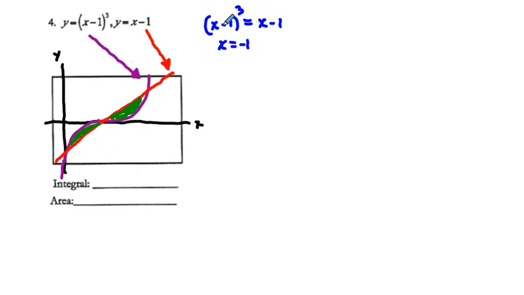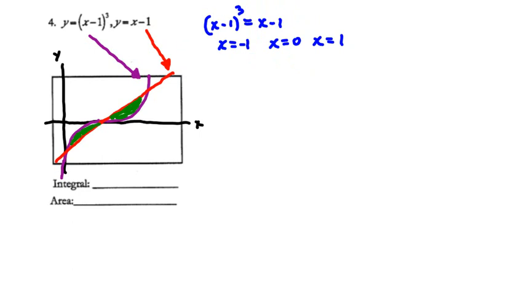Similarly, if we plug in 1, we're going to get 1 minus 1 on the left side, which is 0 cubed, and 1 minus 1 on the right side, which is 0. So we're going to have x is equal to 1. And finally, if we plug in 2, we're going to get 2 minus 1, which is 1 cubed, which is 1. And on the right side, we have 2 minus 1. So we're going to have x is equal to 2. So these are the 3 zeros that we have, or the 3 points of intersection.